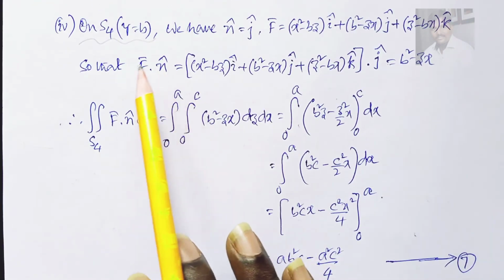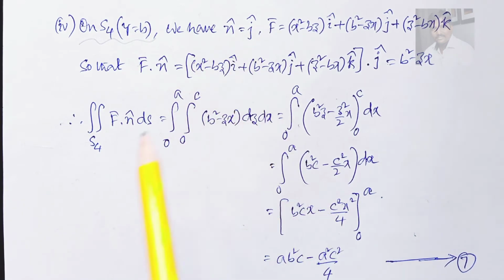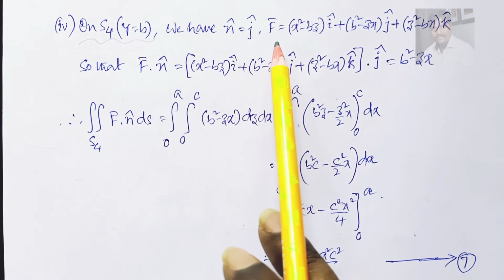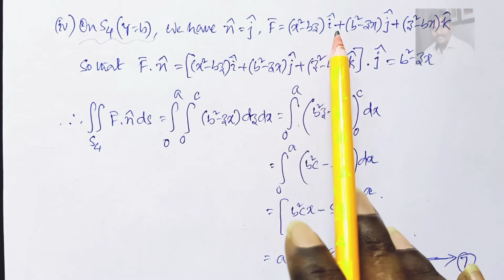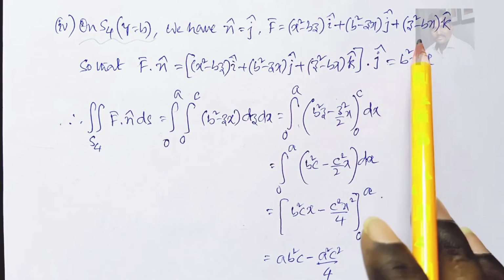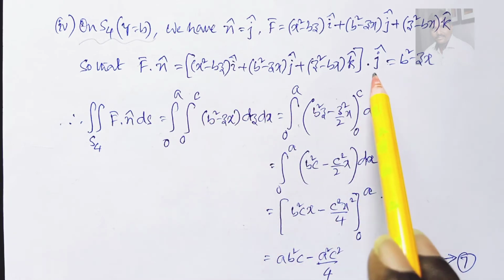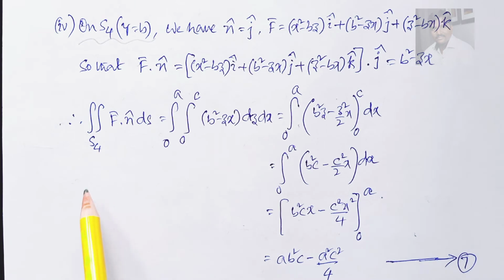Now on S4, the fourth surface, y is equal to b. So we have n cap is equal to j cap, where capital F bar, by putting y is equal to b, is x square minus bz i cap plus b square minus zx j cap plus z square minus bx k cap. So taking F bar dot n cap, it is equal to b square minus zx.